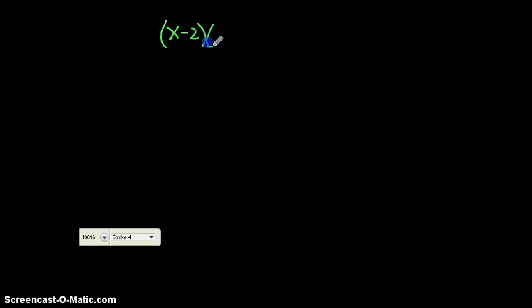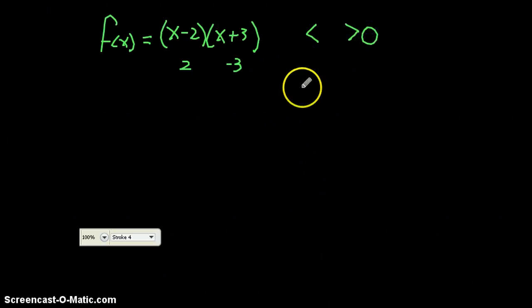statement right here, and I wanted to ask you, can you tell me the critical numbers of f of x? Yes, the critical numbers are 2 and negative 3. They're also the zeros, but they're critical because if I'm trying to find when this function is less than 0 or when it's greater than 0, you remember that procedure. I'm going to use the critical numbers to break my number line into regions. Region 1, region 2, region 3.